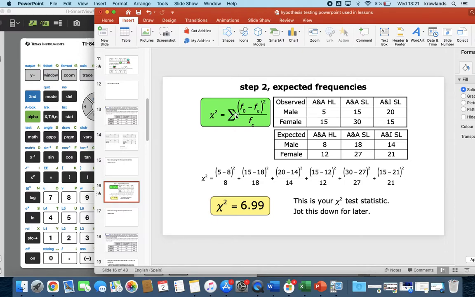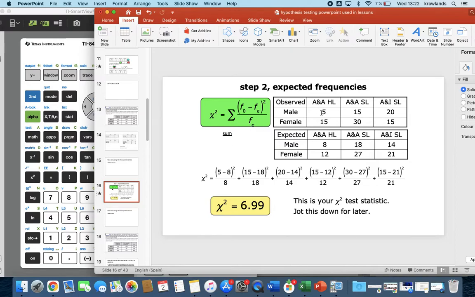Welcome back. I'm going to talk about each part of this formula. The first thing we need to think of is this weird sign here. Now, if you haven't seen this before, this means sum. So that basically means you're going to repeat an operation so many times and then you're going to add it together. This means f0, this means the observed frequency minus the expected frequency divided by the expected frequency.